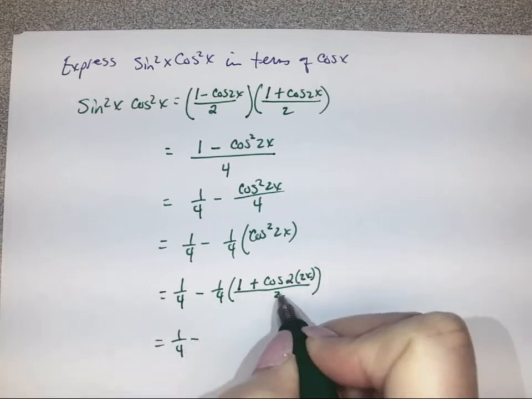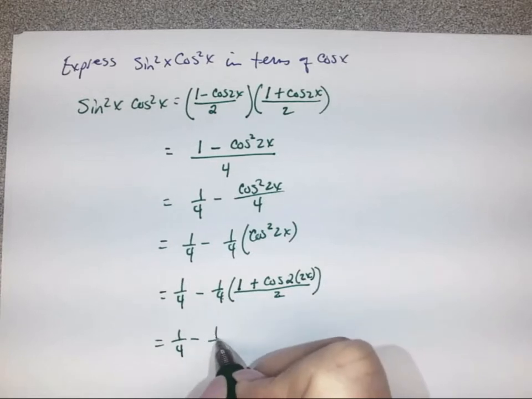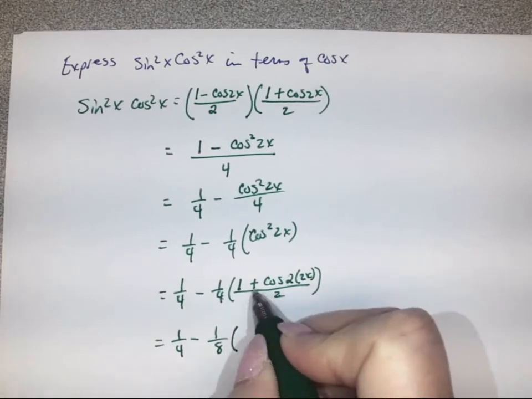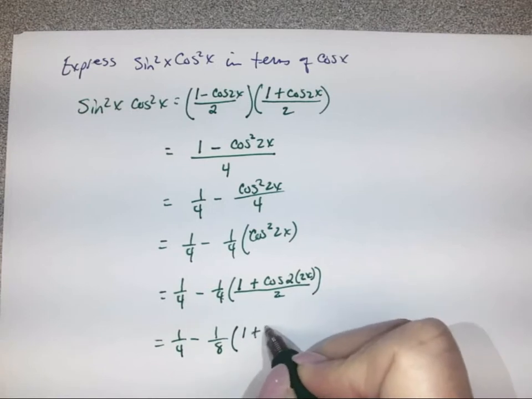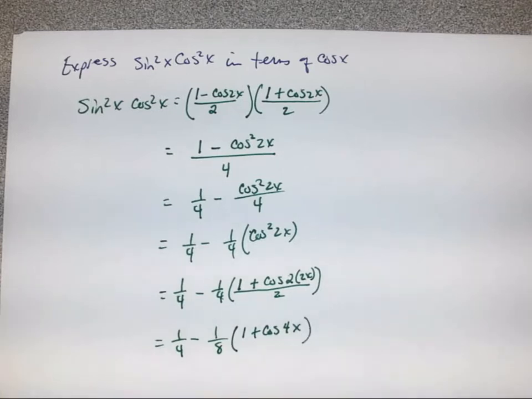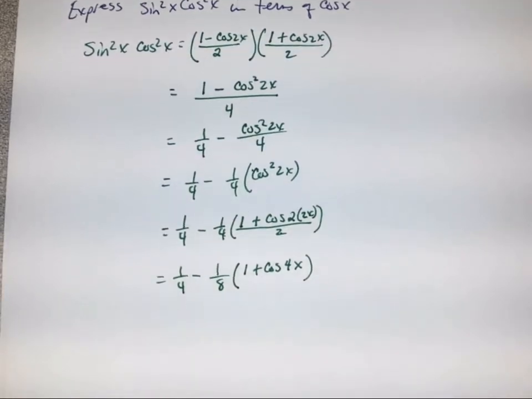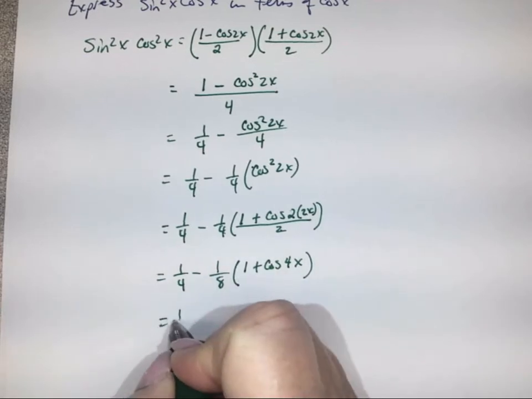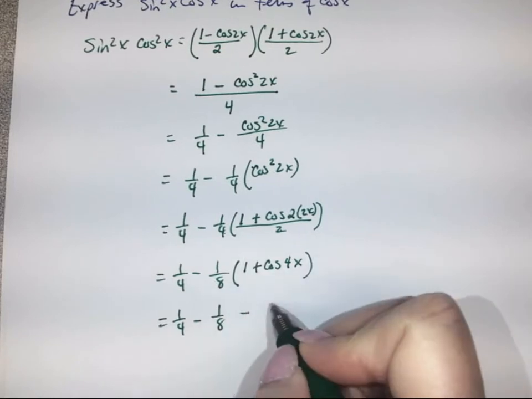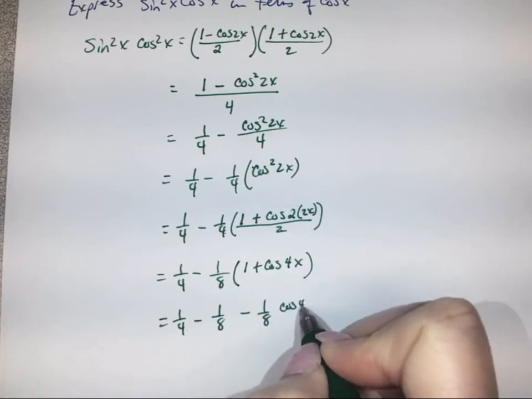So 1/4 minus, this 2 gets multiplied by that, 1 over 8, so I just multiply by the denominators, but I want to keep it out of there. And then I have 1 plus the cosine of 4x. All right, now I have a 1 and a cosine of 4x there. So what I'm going to do is distribute that 1/8. So it'll be 1/4 minus 1/8 times 1, and then minus 1/8 times the cosine of 4x.